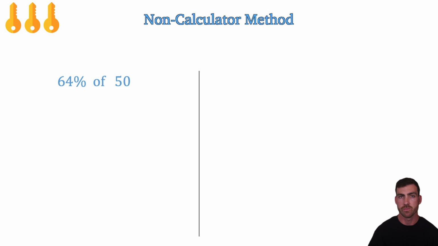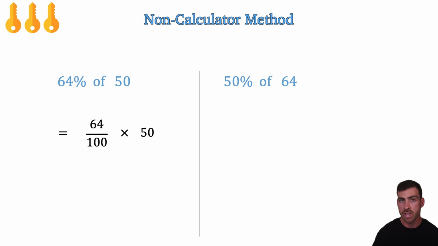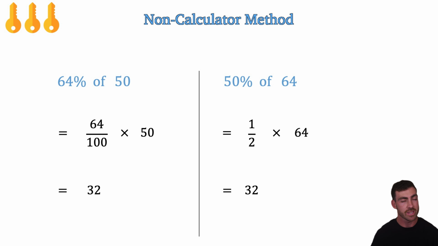Let's look at this question. 64% of 50. Now 64% doesn't convert into a simple fraction easily. So this looks tricky. But watch what happens. 64% of 50 means 64% multiplied by 50. And since multiplication is commutative, we can swap the numbers and rewrite this as 50% of 64. And 50% is a friendly percentage. It equals 1/2. Half of 64 is 32. If you check both methods on a calculator, you'll get the exact same answer.